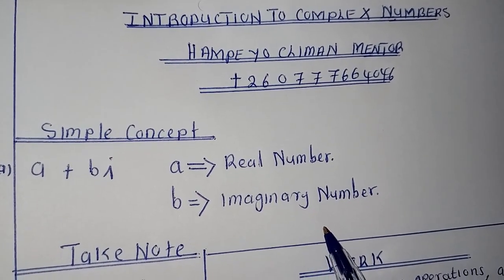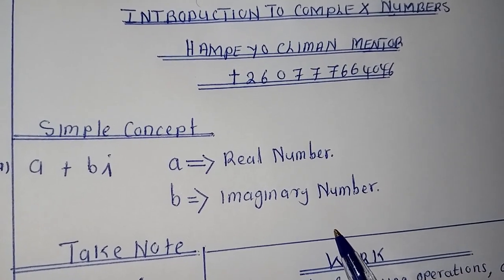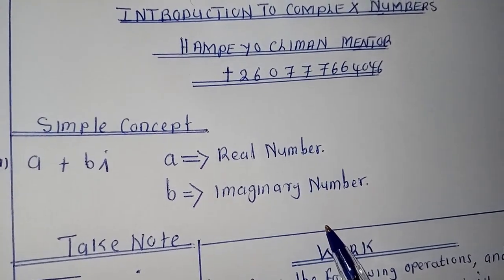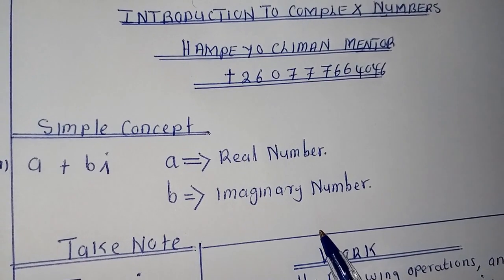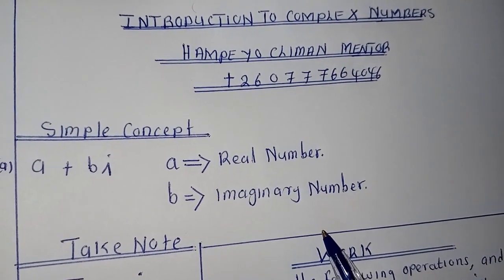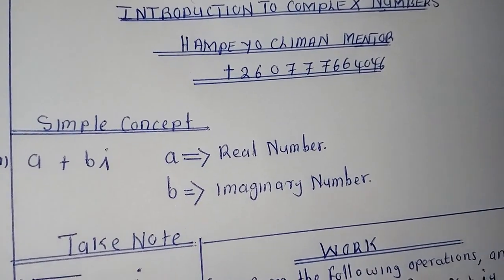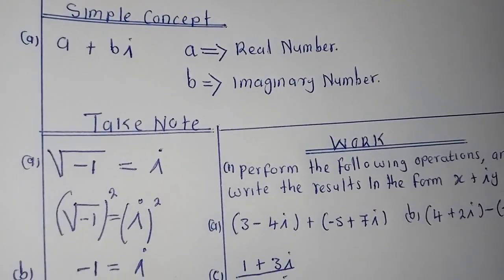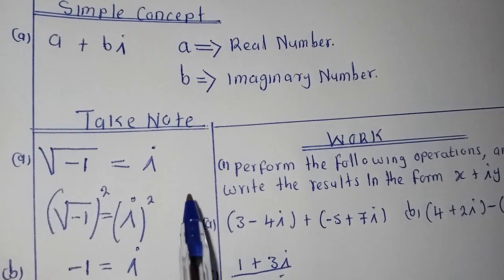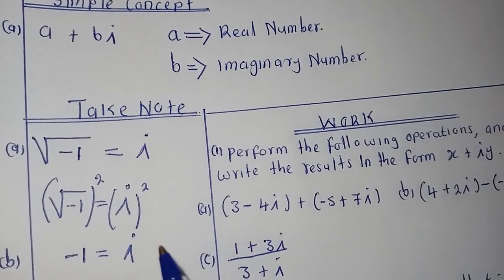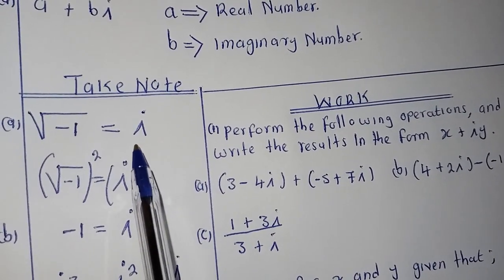And by imaginary number, what we simply mean is they are numbers that you just imagine in your mind. But of course, they don't exist, but their existence is limited to our minds. We just imagine that they exist, but in the actual sense, they don't. So, these are the simple concepts that I want you to take note on complex numbers. I've written take note here to help you make sure that you get to know this.